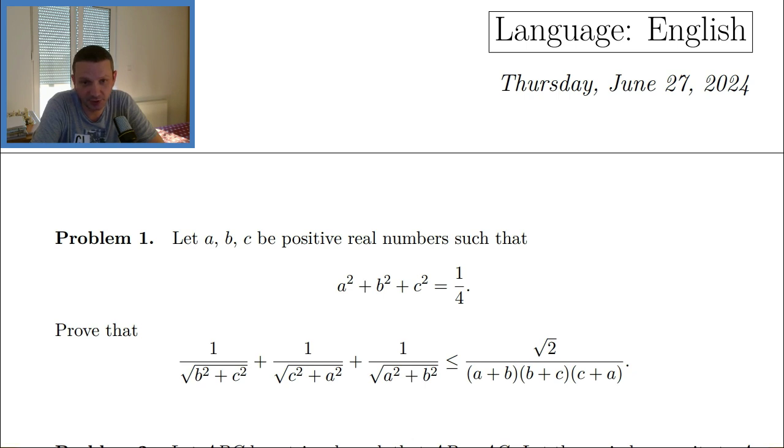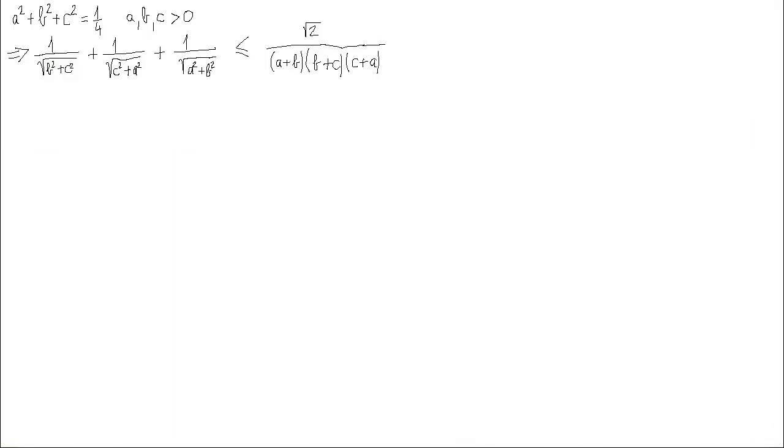We have a condition a squared plus b squared plus c squared equal 1/4, and we need to prove a very weird inequality, and it doesn't seem straightforward at all. So we shall try to do something about that. First, we shall try to write down some ideas of what we can use here.